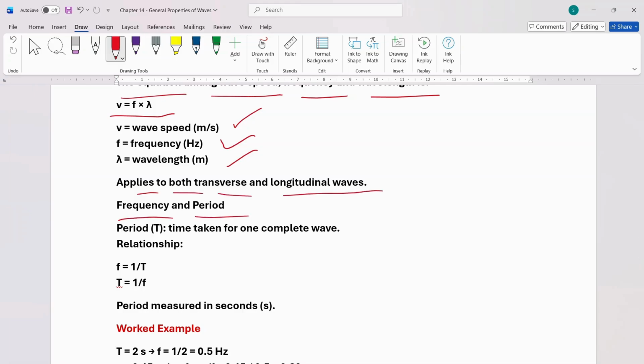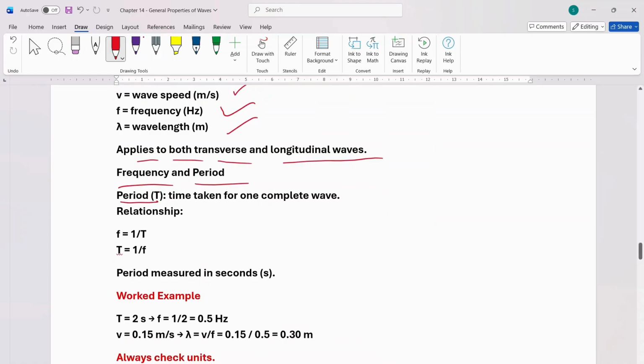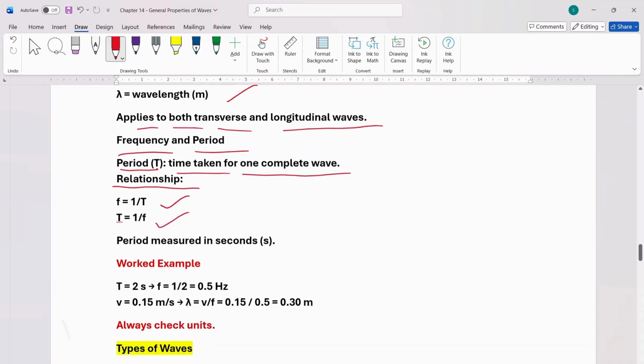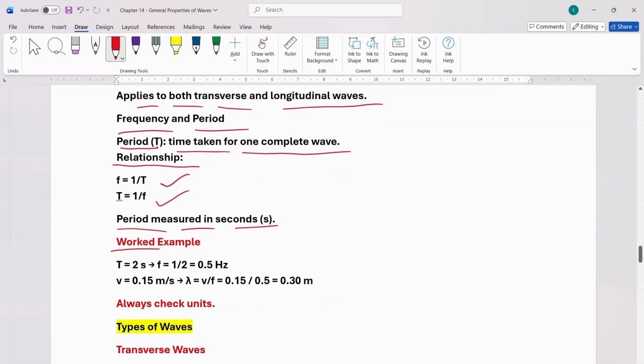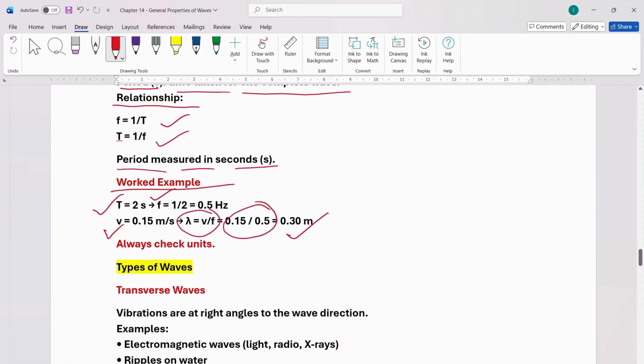Frequency and period. The time period is T, the time taken for one complete wave. The relationship is f = 1/T and T = 1/f. Period is measured in seconds, s. Worked example: suppose the time is 2 seconds, f is 1 over 2, which is 0.5 hertz, and v is 0.15 meters per second. So if we need to calculate lambda, we divide v over f and we will get our wavelength in meters.